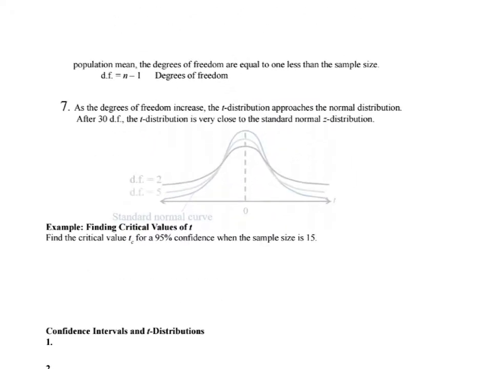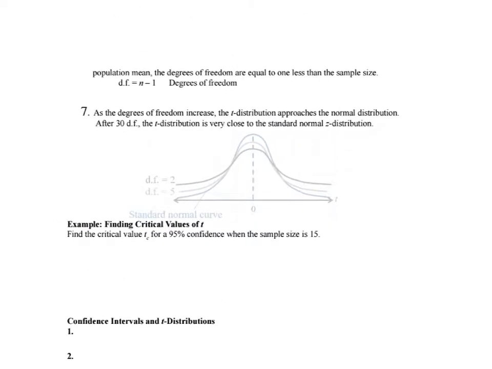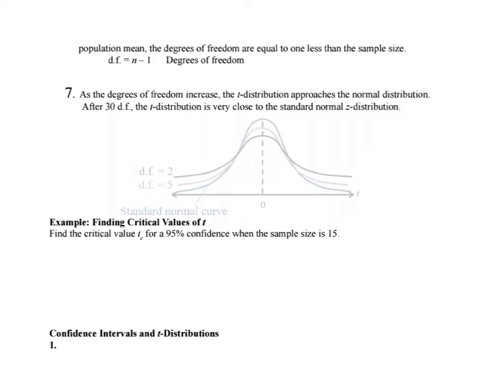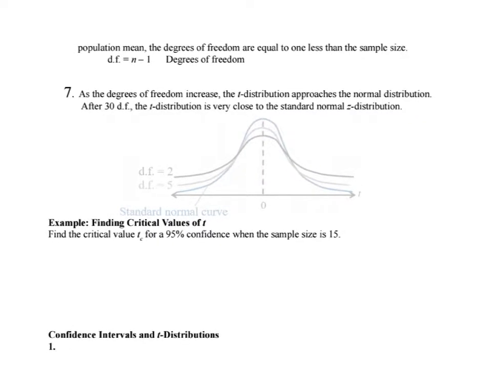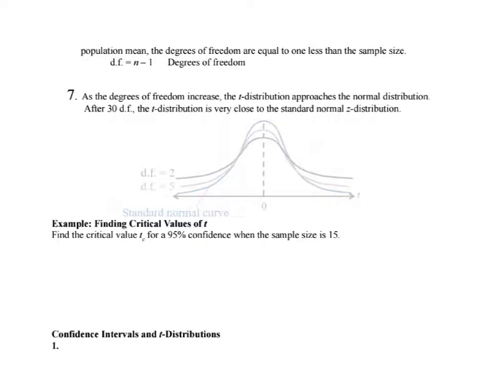So let's zoom in here. So the degrees of freedom are equal to 1 less than the sample size. So df equals n minus 1. And then finally, as the degrees of freedom increase, the t-distribution approaches the normal distribution. After 30 degrees of freedom, the t-distribution is very close to the standard normal.